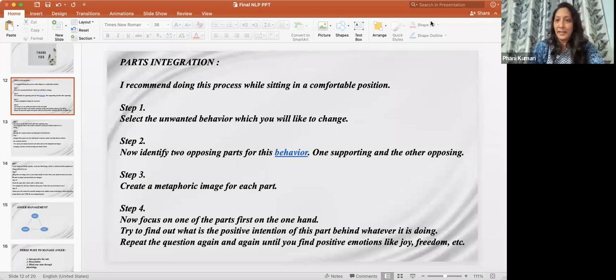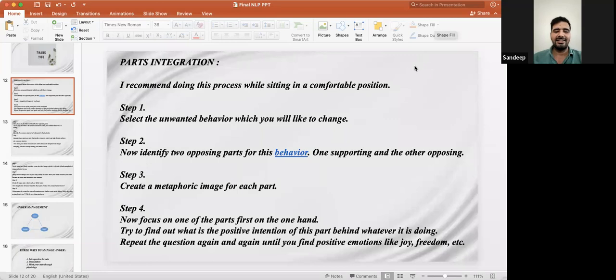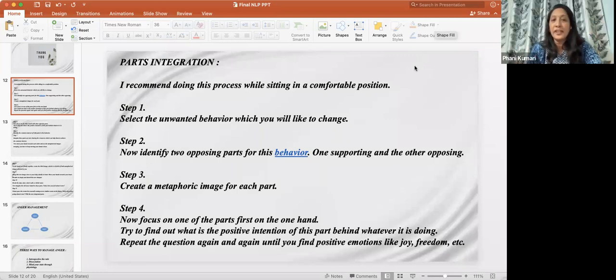Okay, let me explain with the example, right? Madam, yes, sir. Okay. So in parts integration, the first step is to select the unwanted behavior which you would like to change. So for example, I want to be so kind. I want to develop gratitude and kindness, right? But still, I'm not able to do that. I'm not able to develop the gratitude and kindness.